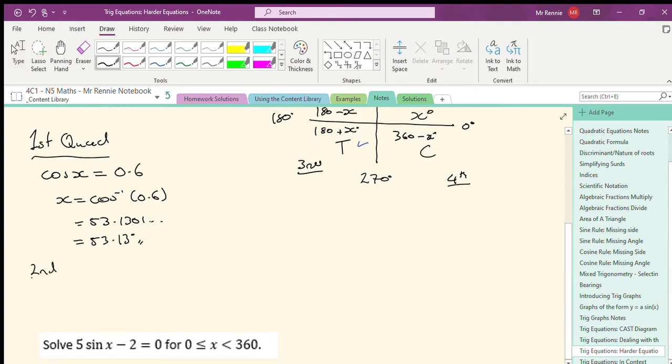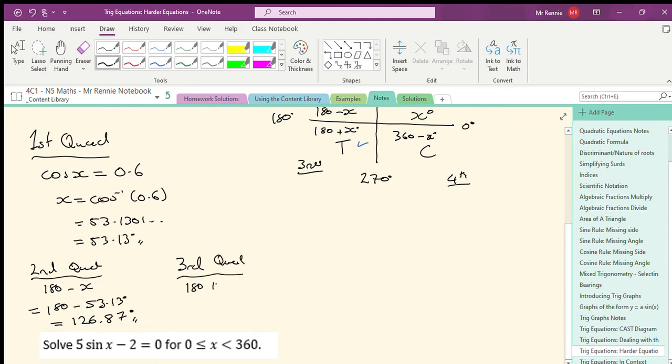So my first answer lies in my second quadrant. The rule for the second quadrant is 180 minus my answer x, which will be 180 minus 53.13 degrees, which equals the answer 126.87 degrees. Third quadrant's where my second answer lies, and that's going to be the rule where I do 180 plus my answer x. So that's going to be 180 plus 53.13, and I get the answer 233.13 degrees.